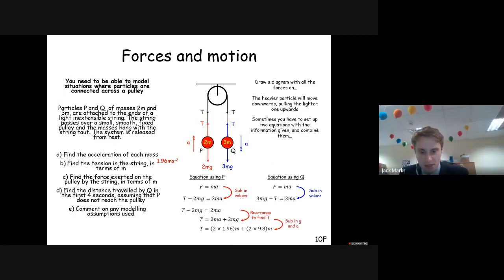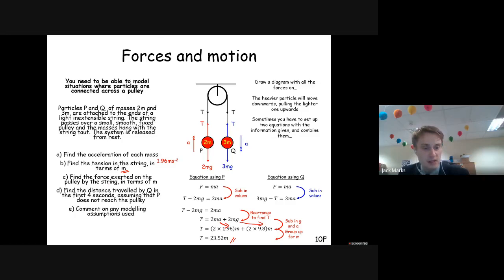So let's see if we have a nice, neat version. You could rearrange this if you wanted to. And when you know your a, you can put your a in there, g, you can put g in. So look, you can find your tension. It did say in terms of m, so there's still an m there. That's fine.